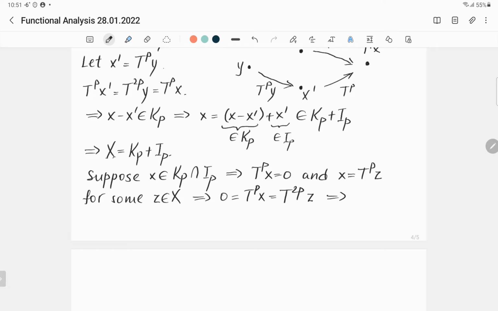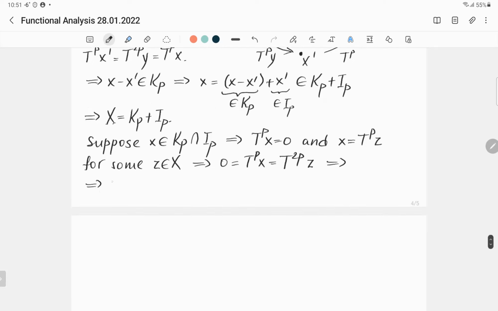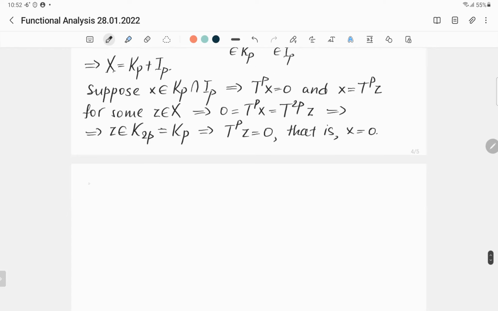So we conclude that z sits in K2p, in the kernel of T to the power 2P. But P is equal to the ascent. And so K2p is equal to Kp. And therefore, T to the power P of z is 0. That is, x is 0. So we conclude that the intersection of Kp and Ip is 0. And so X is indeed the direct sum of Kp and Ip.